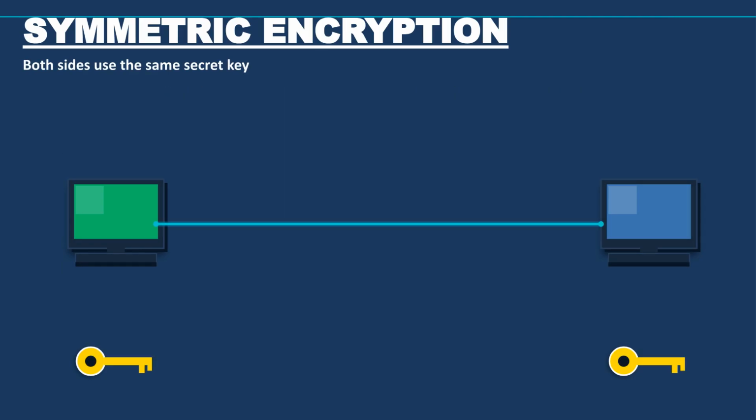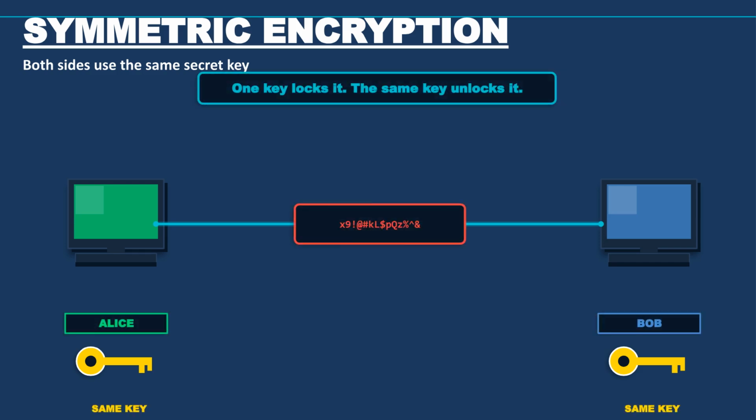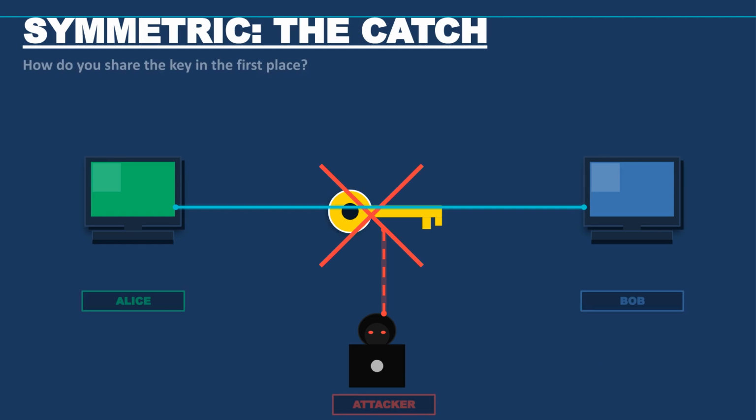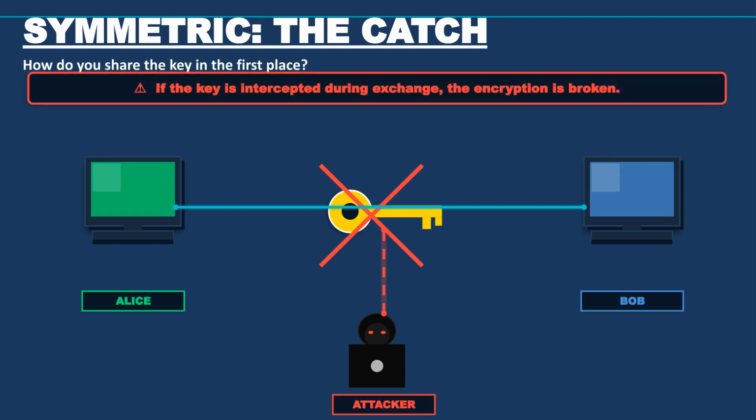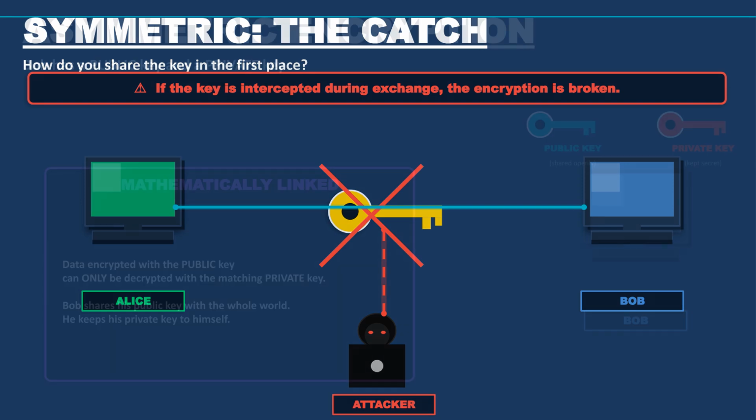Symmetric encryption uses one shared secret key for both locking and unlocking the data. It is very fast. The catch with symmetric encryption is how to securely share the key. If the key is intercepted during the exchange, the encryption is easily broken by an attacker.